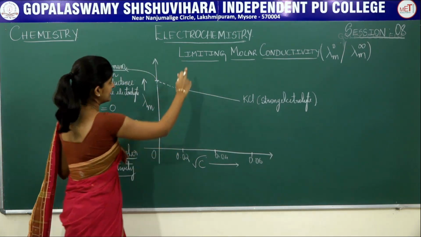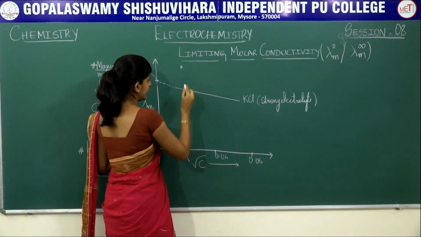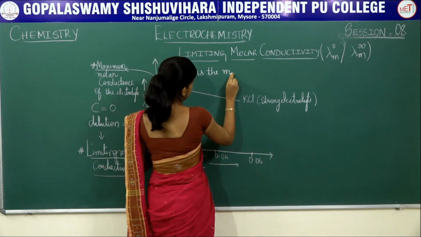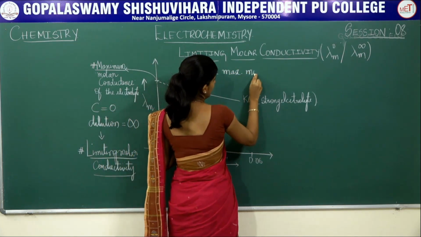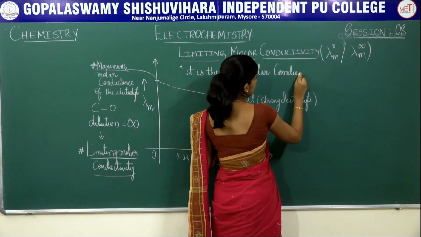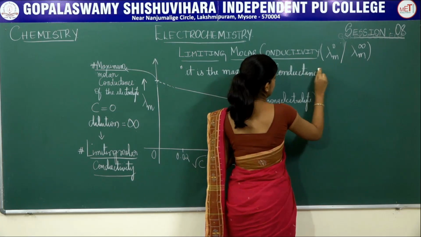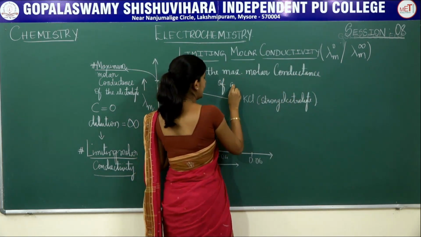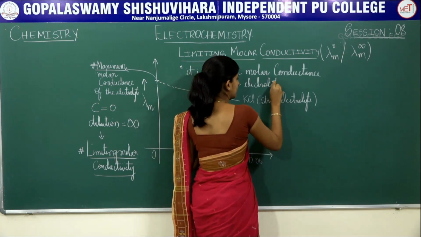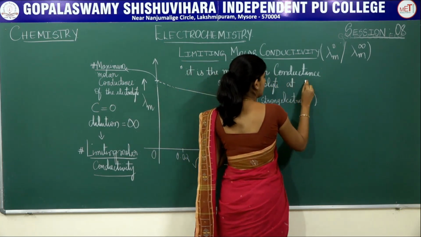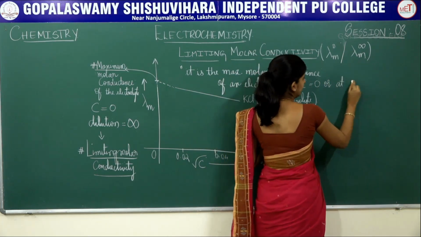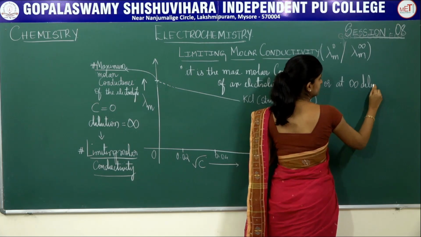So limiting molar conductivity, I can define it as the maximum molar conductance of an electrolyte at concentration equal to 0 or at infinite dilution.